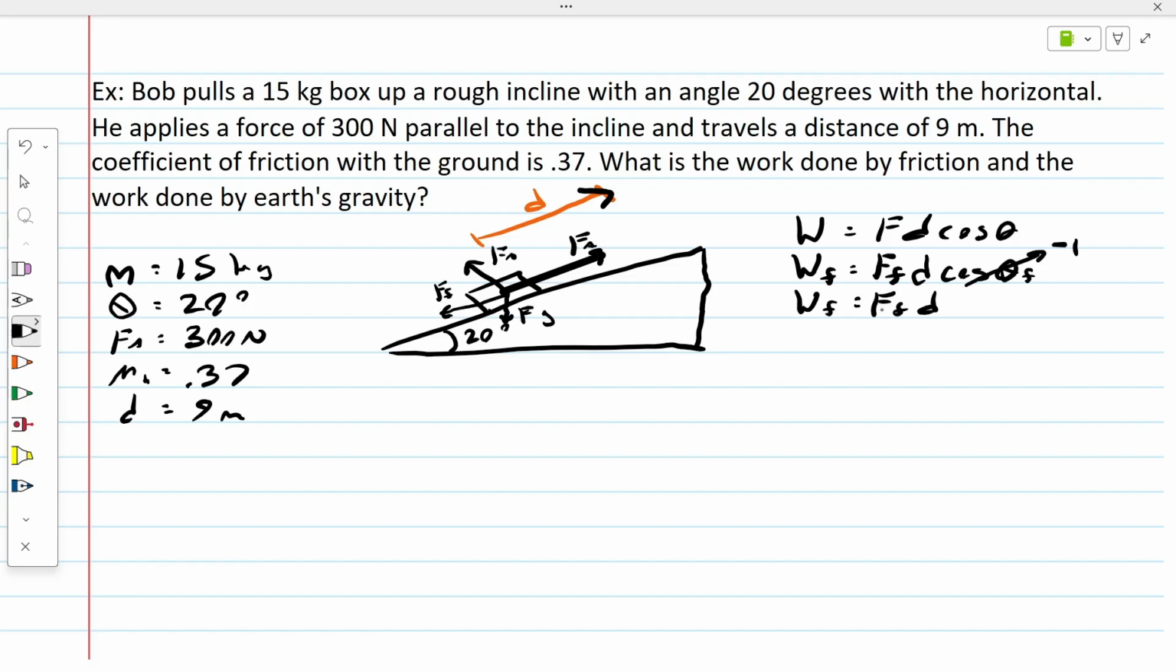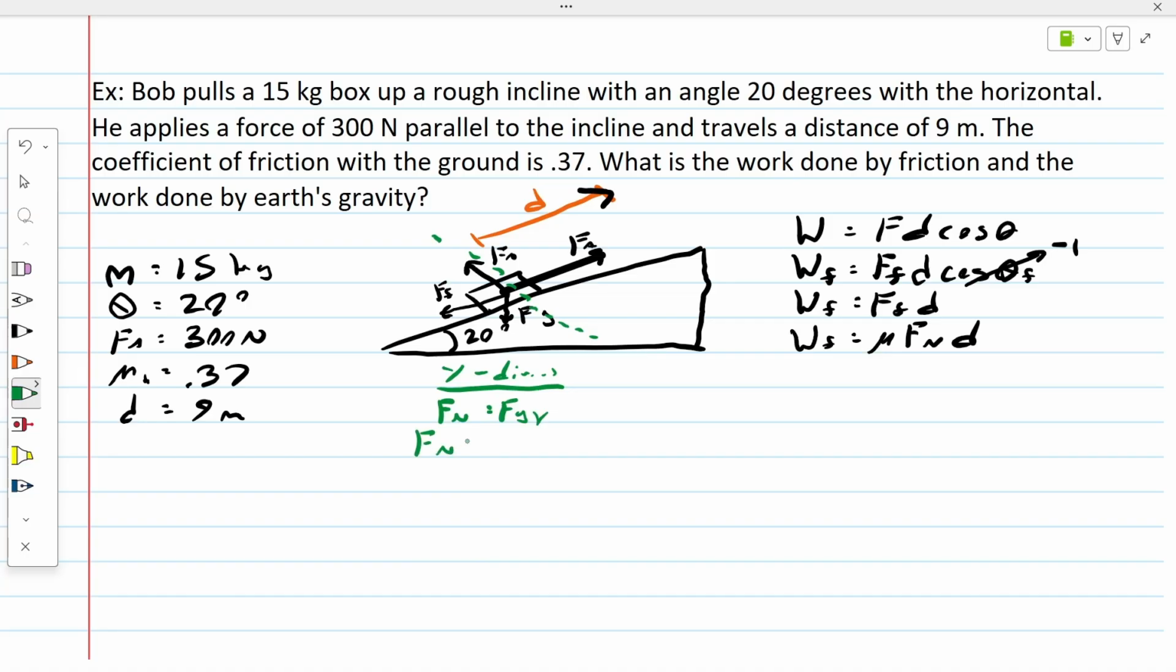Now all we need is the force due to friction. But we're not given that, so we're going to have to use our force equations. We know force friction equals the coefficient of friction times the normal force. So now we just need the normal force. We can use our y equations here. If we look in the y direction, and we set our y direction to be at this angle here, then our force normal equals this Fg in the y direction.